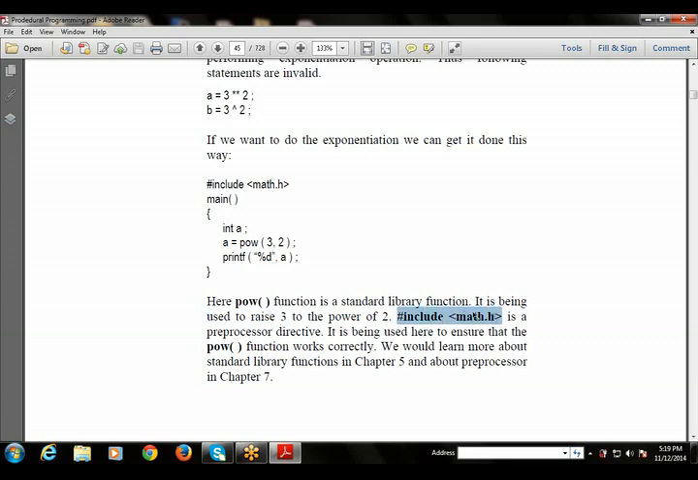One header file is used, that is, #include <math.h>, which is a preprocessor directive. It is used to ensure that the power function works correctly. This is the standard file that contains library functions. One of the library functions is the power function. So this is a header file that must be included whenever we use library functions like the power function. We will learn more about standard library functions in chapter 5.